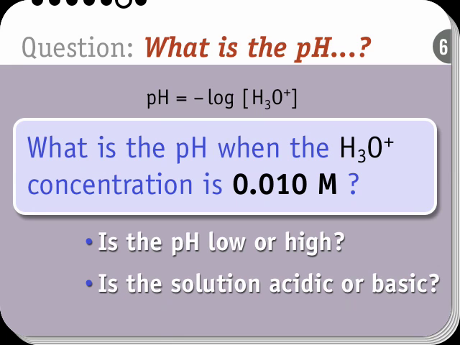What is the pH of a solution when the hydronium ion concentration is 0.010 moles per liter? If you predicted the pH would be low and the solution acidic, you would be correct. Let's do the calculation on the next slide.